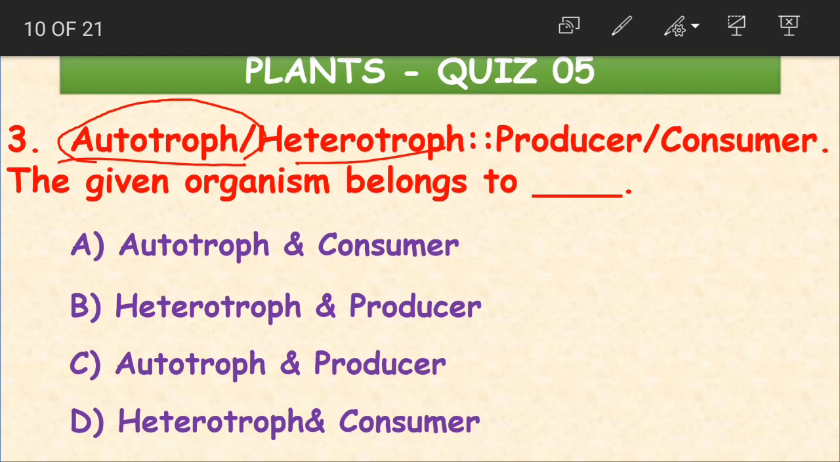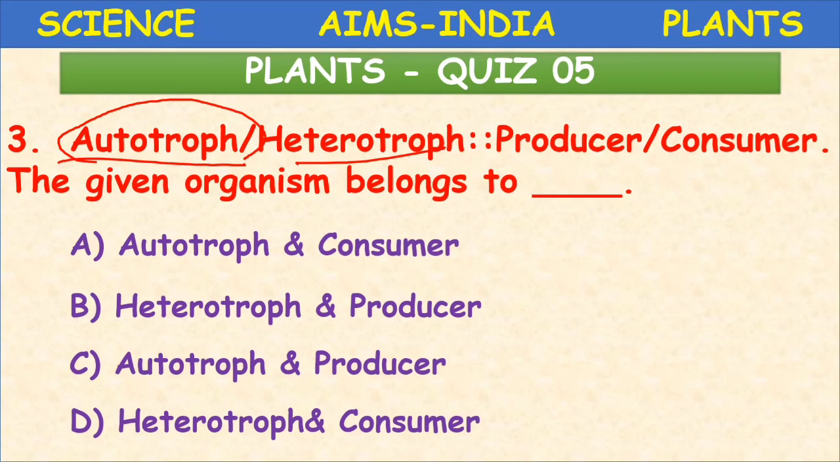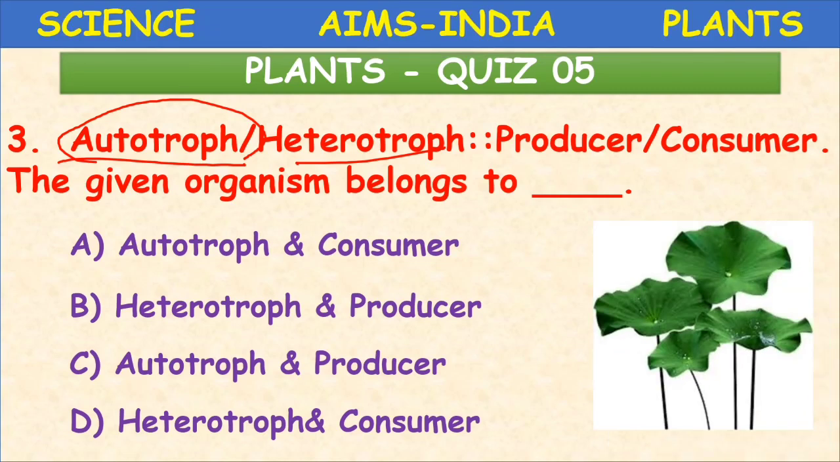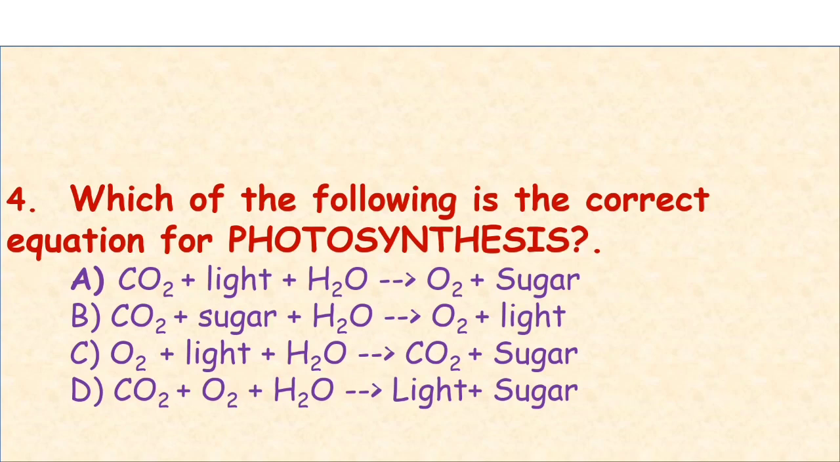Yes, it is a producer. So that option matches the correct answer. Then what will be the correct option here? C. Option C is the correct answer. Autotroph is a producer. Heterotroph is a consumer, but we have not learnt about heterotroph. So we will take C, autotroph, as the correct answer. Okay, children? Now the fourth question.